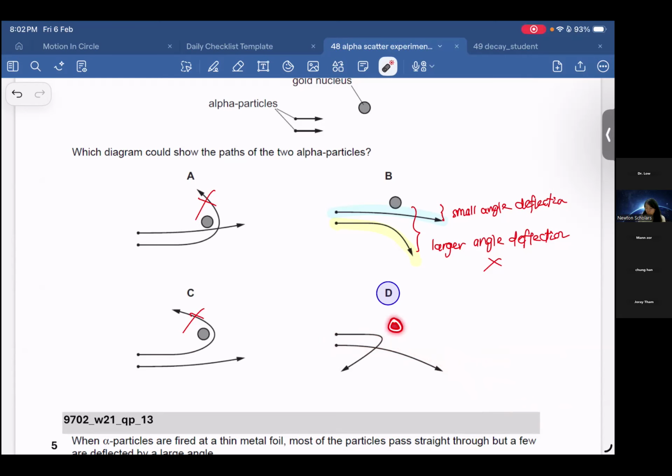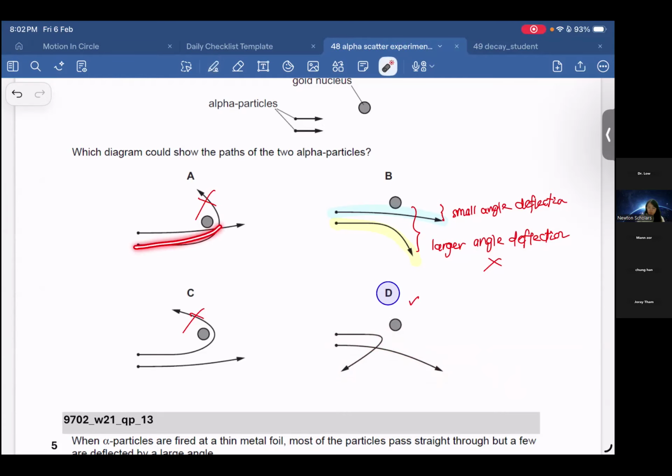Okay, for D here, either we deflect like this with a larger angle, or we assume that it's very close to the nucleus, so it hits and rebounds. So this one is greater than 90 degrees, the deflection. Then this path is not a straight line. It will have a smaller angle compared to just now, the first path of the alpha particle. So our answer should be D.